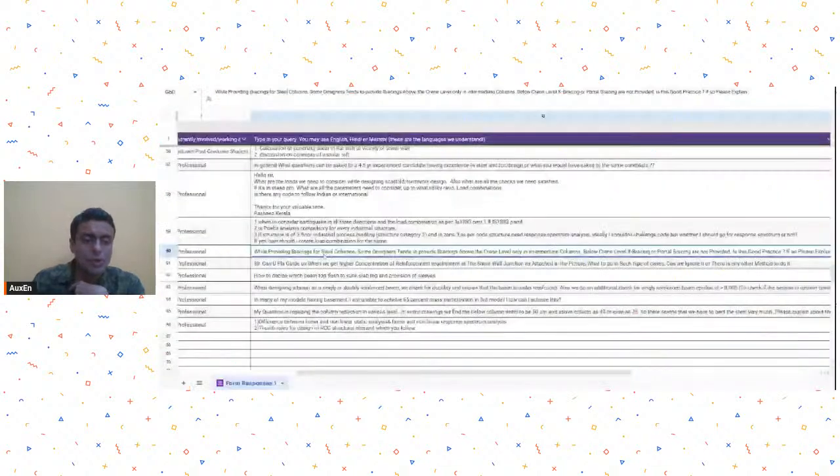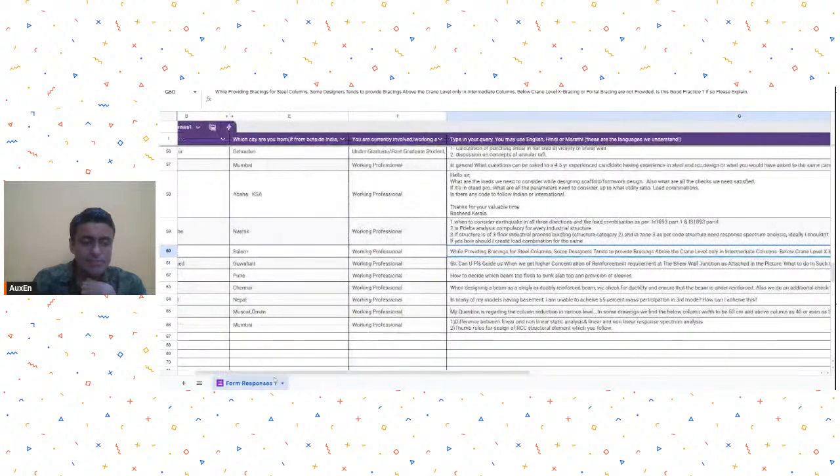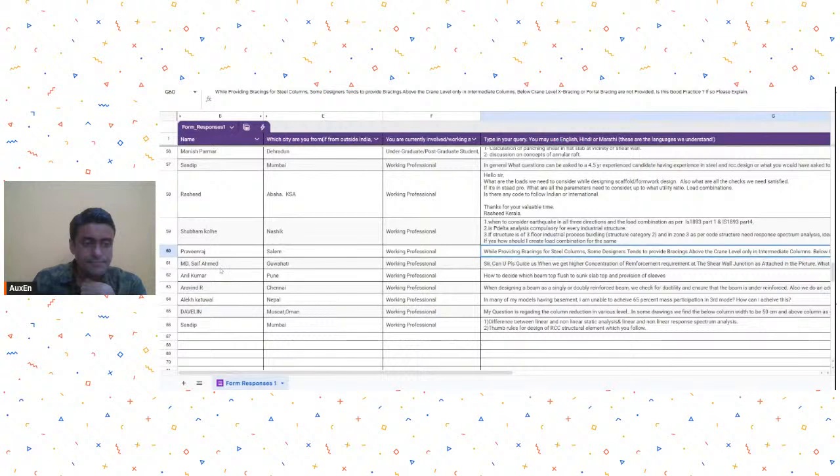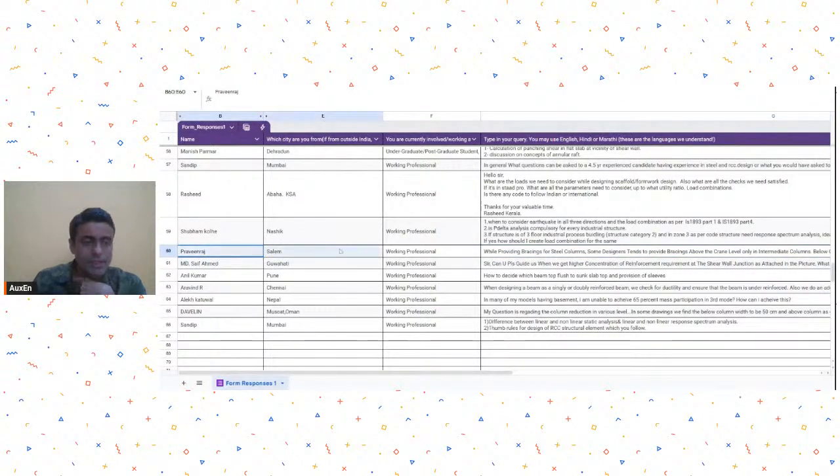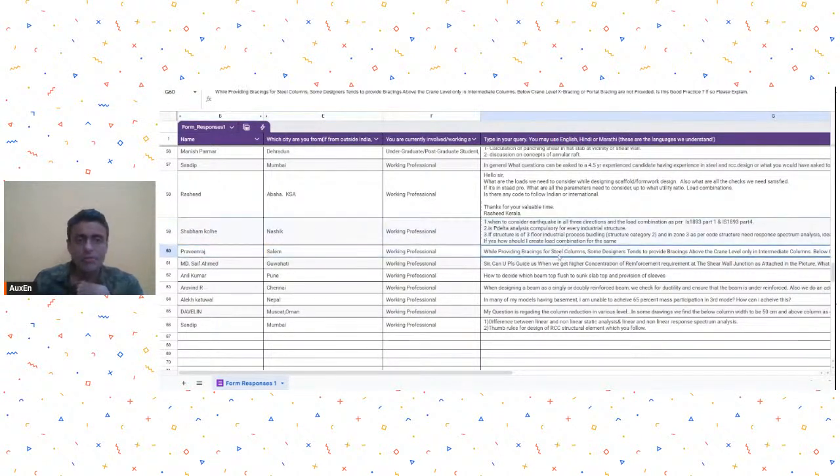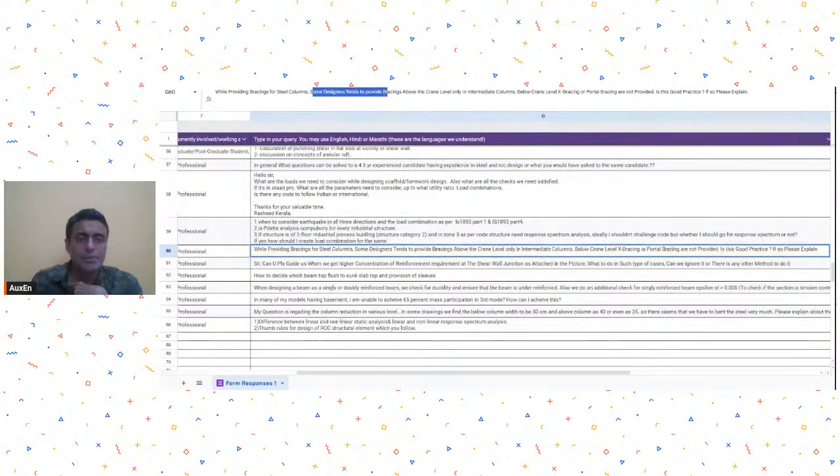Okay. So these were a few of the questions in the comments. Let us go back to the questions asked in the Google form. Next question is from Mr. Praveen Raj. He is from Salem. He is also a working professional. He is asking, while providing bracings for steel columns, some designers tend to provide bracings above the crane level only in intermediate columns. Below crane level, X bracings or portal bracings are not provided. Is this a good practice?